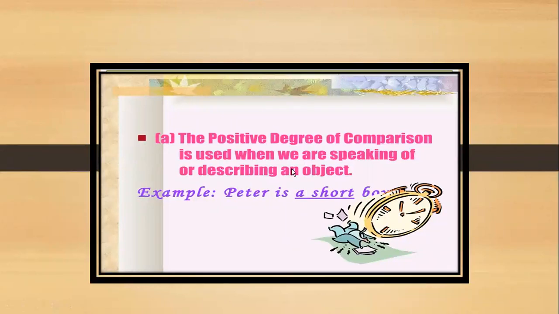Like Peter is a short boy. In this sentence, we are describing how Peter is. So Peter is a short boy. In this sentence, short is a positive degree, because we are describing it. Let's go next.